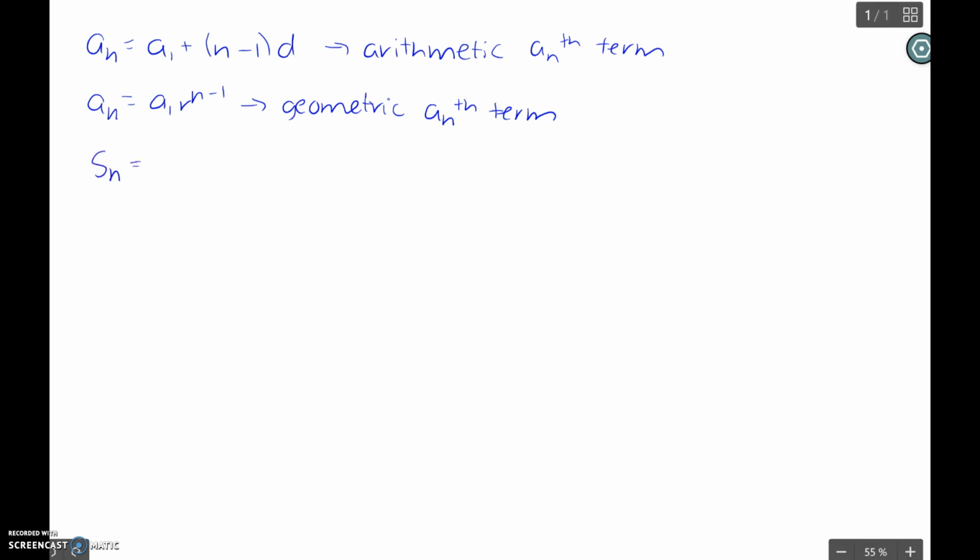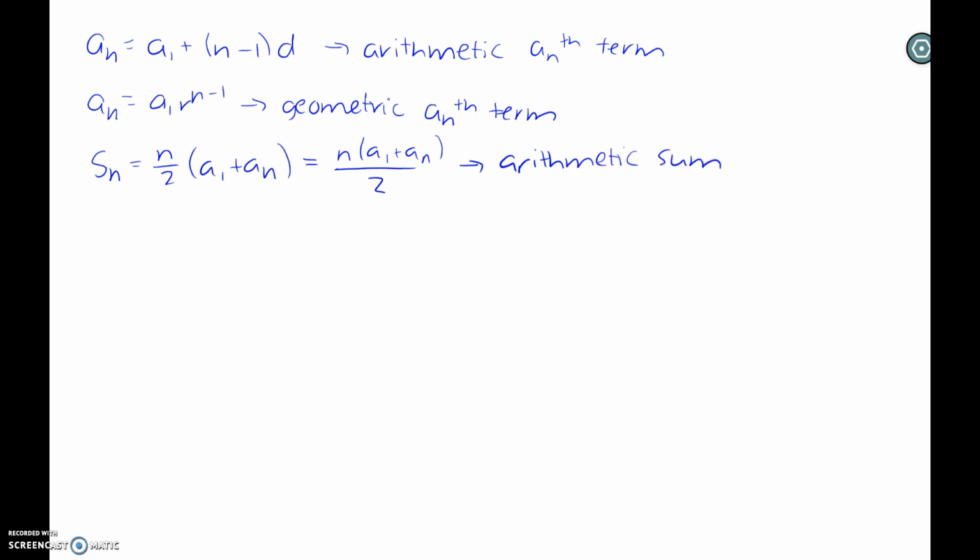S_n equals n over 2 times (a_1 plus a_n). It can also be written as n times (a_1 plus a_n) over 2. I think that's how it is on the formula sheet, but it means the same thing. And that is your arithmetic sum. So you have a common difference, right? It's arithmetic, and you're trying to find the partial sum of the first 10 terms or whatever.